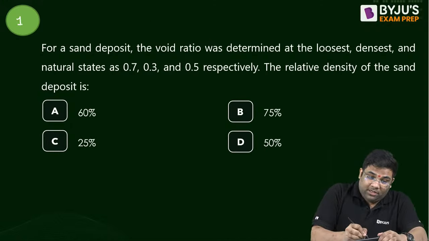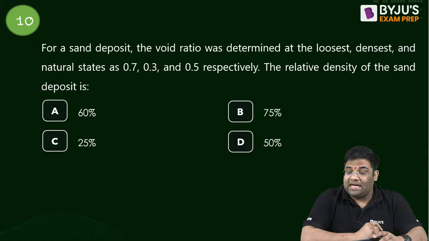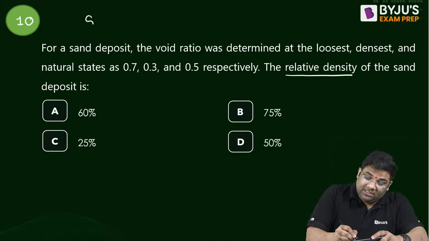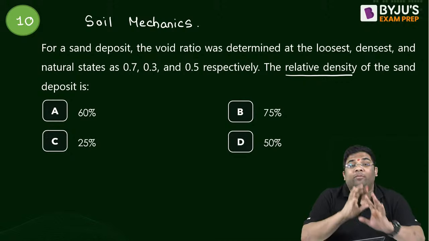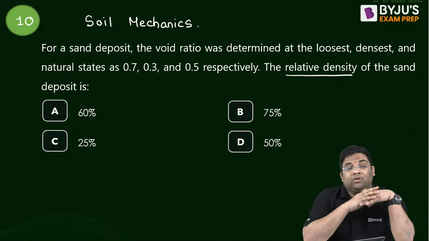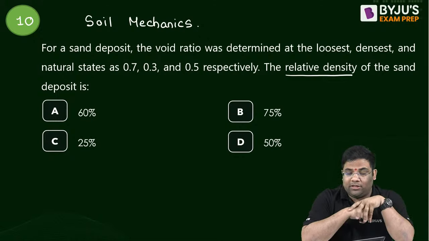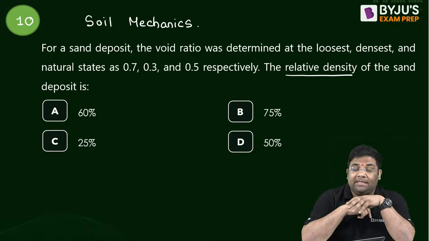Next question, question number 10. Okay, what is the right answer? They're asking what? Relative density. This is from soil mechanics. So 10 questions are over. Very good. You can see that there is a very good mix of questions. Questions are jumbled very nicely so that it will give you real experience of the examination. Please answer this question. Soil mechanics. Relative density.